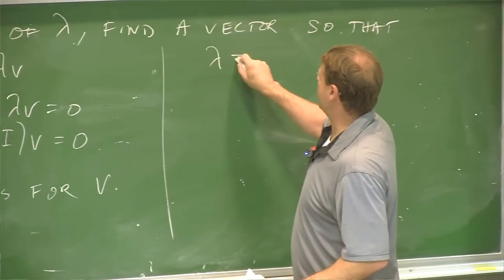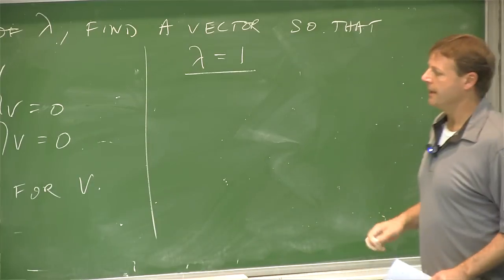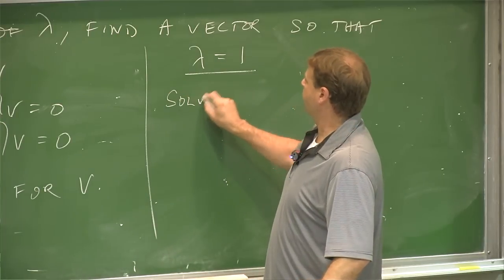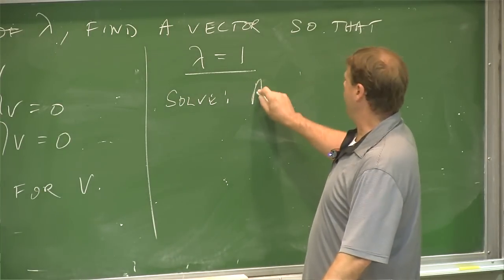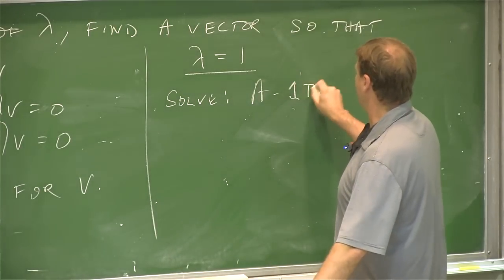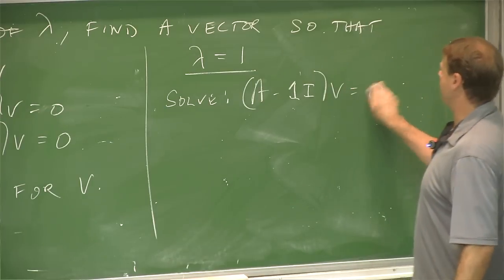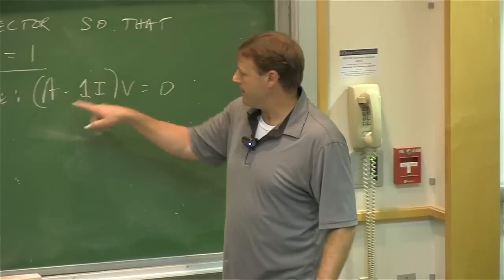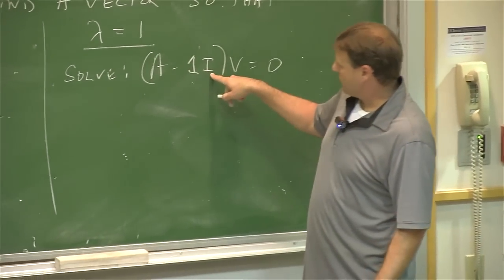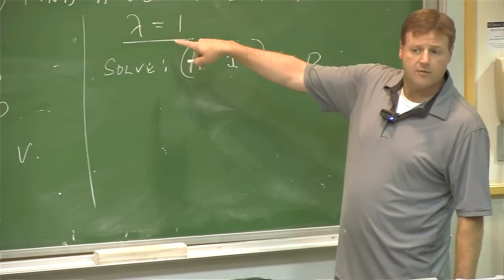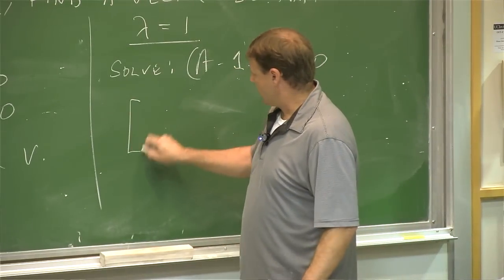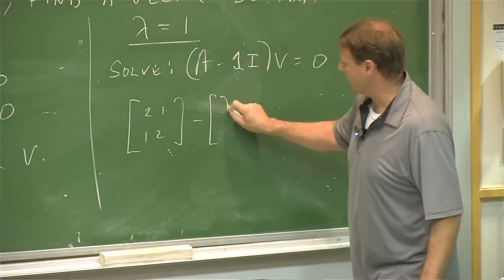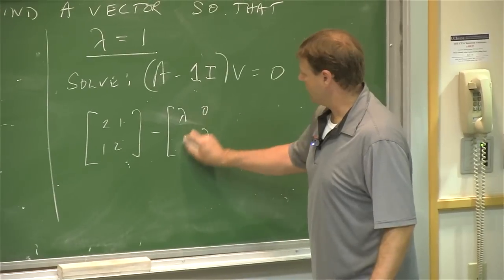So now we already know what lambda is. We have two cases. Lambda equals 1. Now I'm going to solve this with lambda equals 1. (A minus 1 I) V equals 0. What does that amount to? A minus 1I, that means subtracting 1 from, let's write it out. So this is [2, 1; 1, 2] minus lambda I, which is [lambda, 0; 0, lambda].